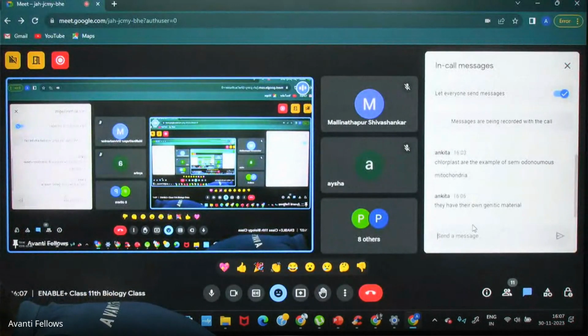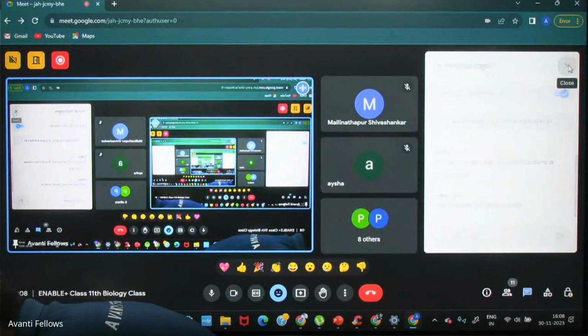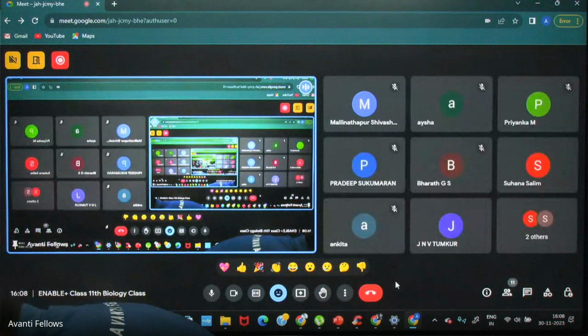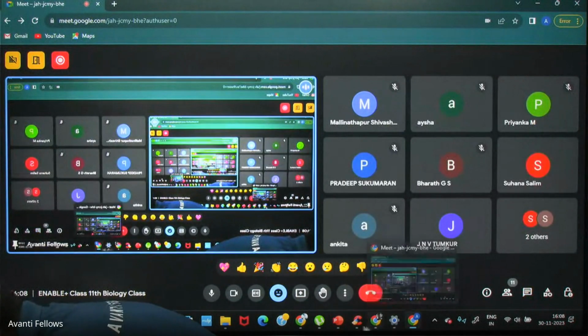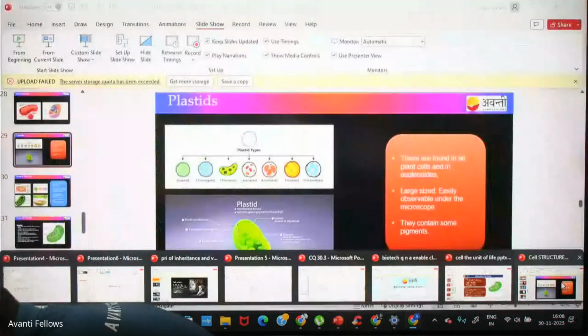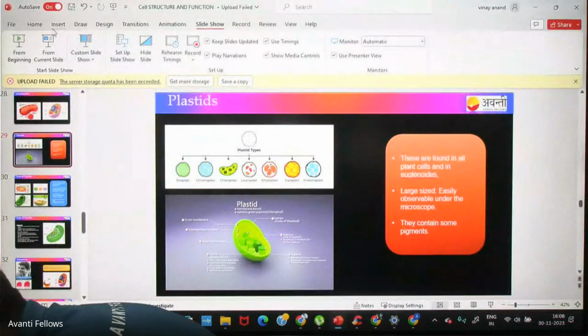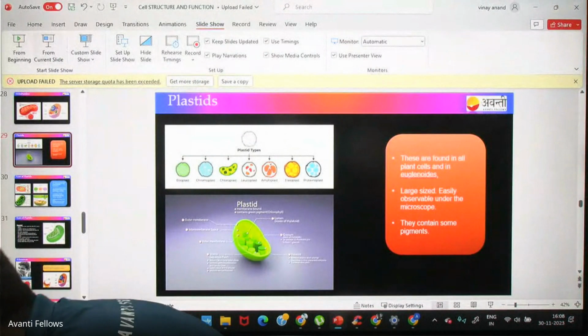They have their own genetic material. Yeah, this is a very important point as well. Why does having genetic material make such a difference? Okay, good point. Anyways, let's go back to the slide. So we have to talk about plastids. Yeah, we have to talk about plastids.